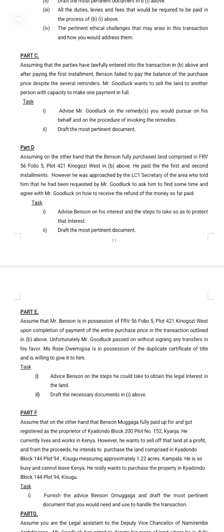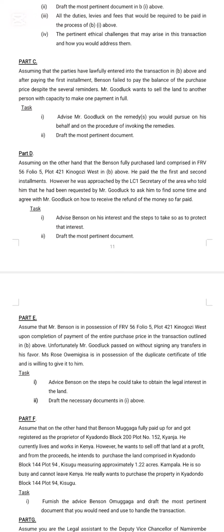Part C, assuming that the parties have roughly entered into the transaction B above, and after paying the first installment, Benson failed to pay the balance of the purchase price. Despite the several reminders, Mr. Goodluck wants to sell the land to another person with capacity to make one payment in full. So this was the principle we talked about. Advise Mr. Goodluck on the remedies you would pursue on his behalf and on the procedure of invoking the remedies.